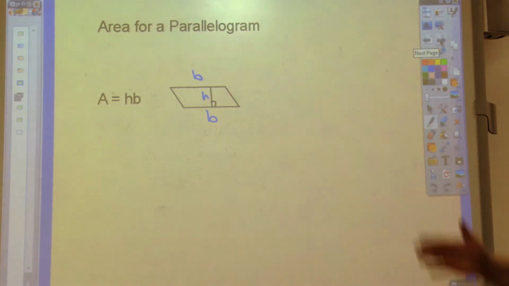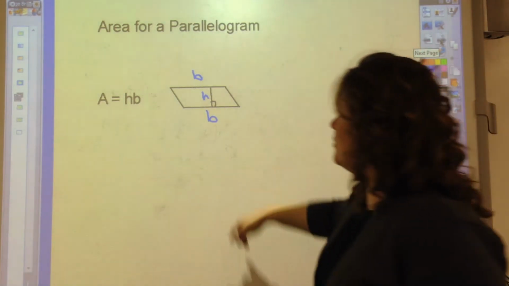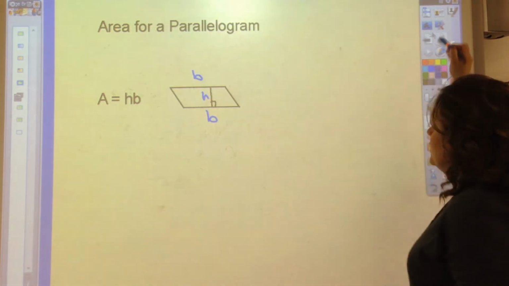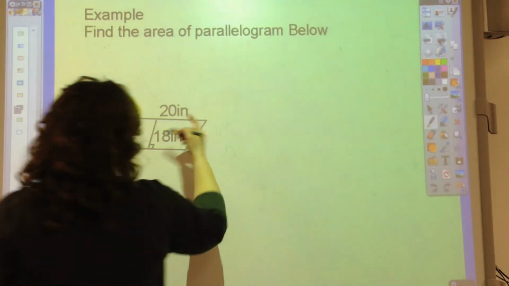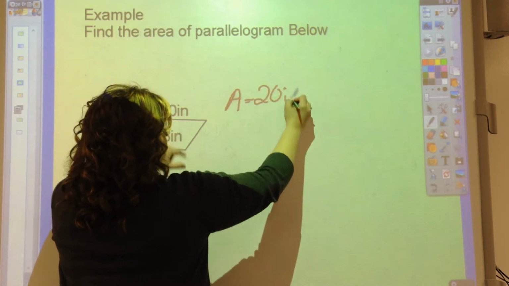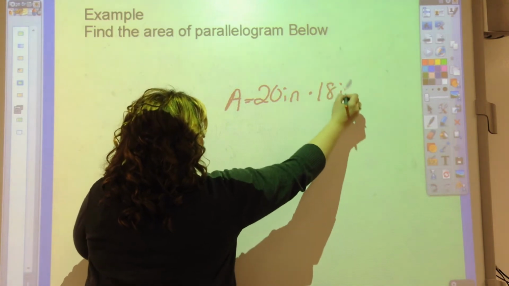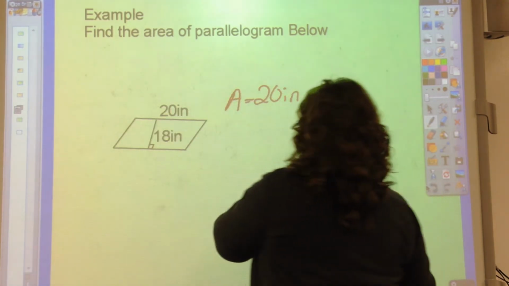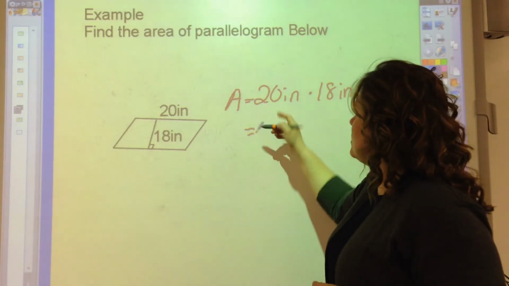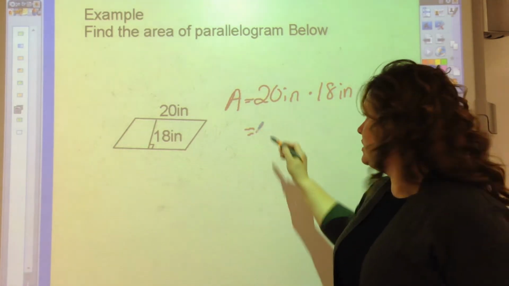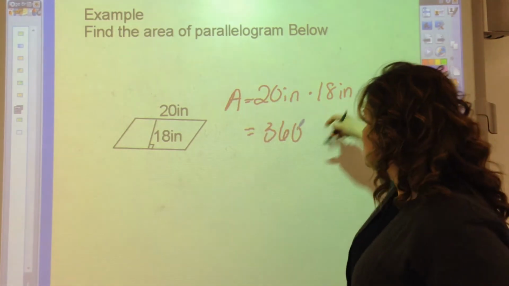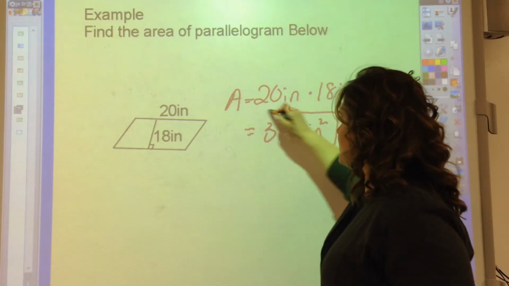All right, let's talk about the area for a parallelogram. Your parallelogram area is simply base times height. So let's try that formula. If I'm looking at the area of this parallelogram right here, I have base, which is 20 inches, times height, which is 18 inches. Now, oftentimes we don't put the units in until we're done, but let's just go ahead and make note that 20 times 18 is 360, and it's the fact that I have inches times inches that I get inches squared.